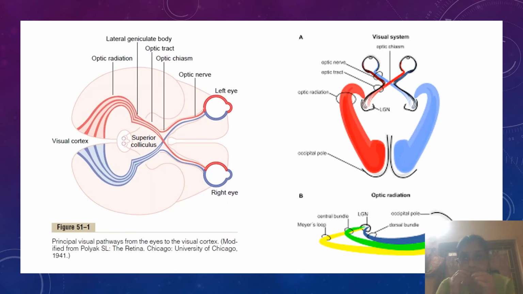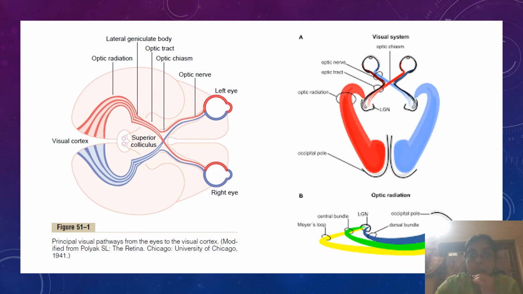Now, what is Meyer's loop? As we have already seen from the previous slide, the optic radiation, that is, the fibers from the lateral geniculate body to the calcarine cortex, is known as the optic radiation. It is also known as the geniculocalcarine tract. So it takes origin from the lateral geniculate body, and it ends at the calcarine cortex of the occipital lobe. That's why it is also known as the geniculocalcarine tract, or we call it the optic radiation.